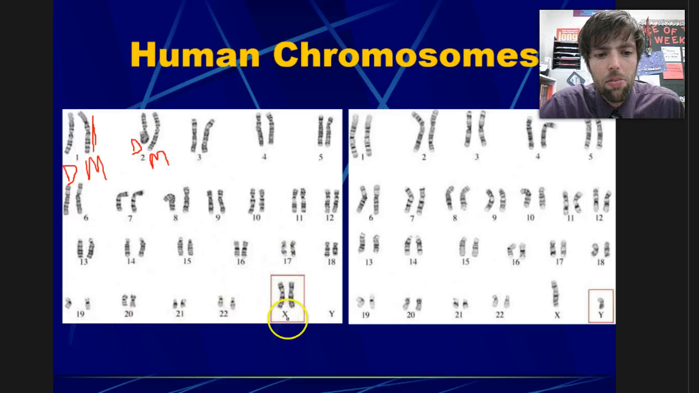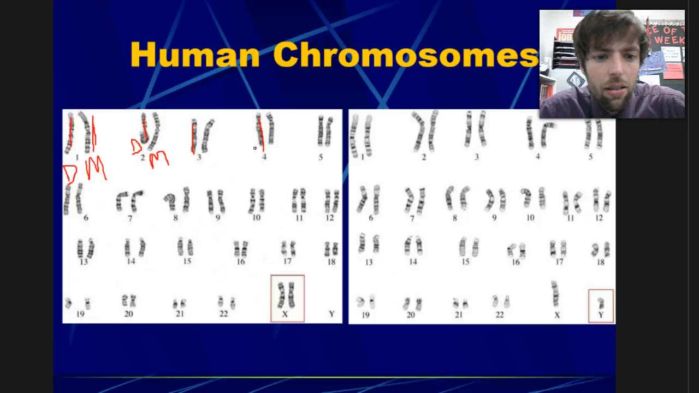So you see 23 pairs of chromosomes. Each parent is giving me 1 of these chromosomes. So I have 2 complete sets, each with unique information. Now I know you're thinking, Mr. Mabry, am I missing something in the notes? Am I supposed to be writing something down?